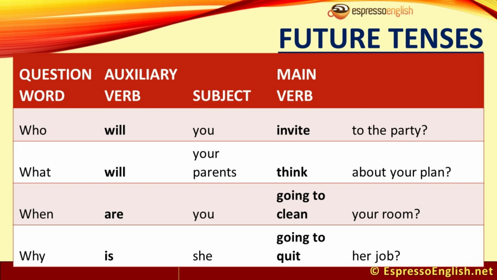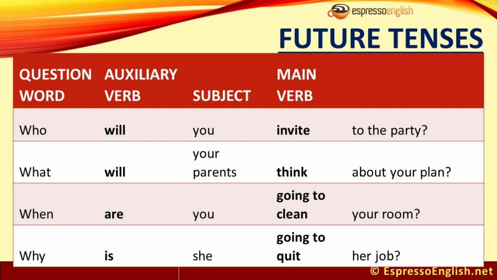Who, that's the question word. Will, that's the auxiliary verb. You, that's the subject. Invite, that's the main verb, to the party. Who will you invite to the party? What will your parents think about your plan? When are you going to clean your room? Why is she going to quit her job?